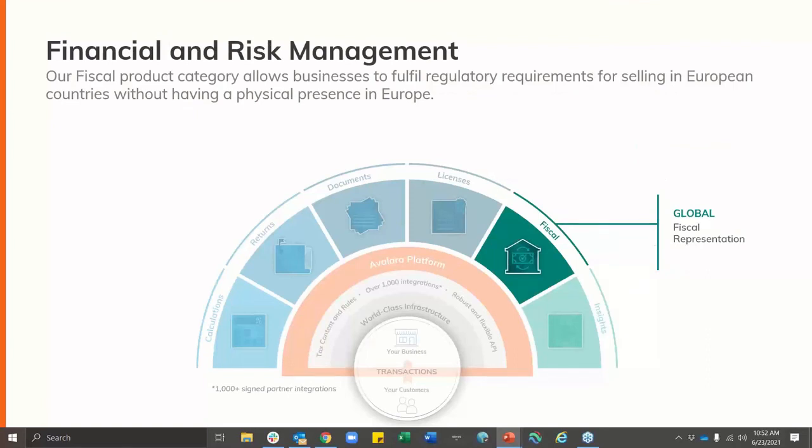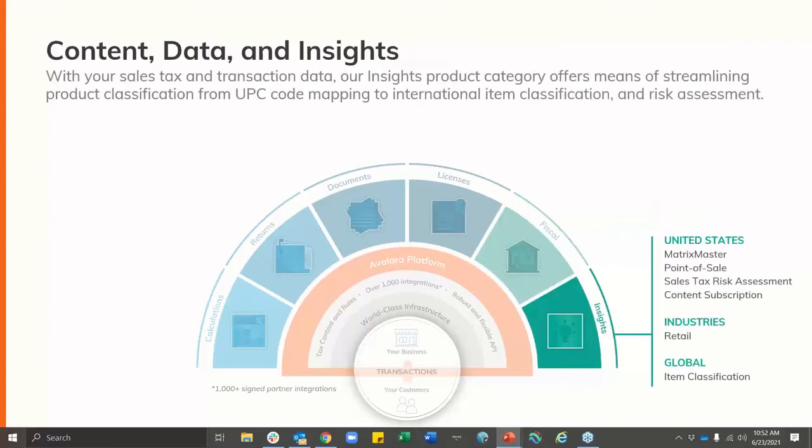We can also do fiscal representation for clients selling in the EU that don't have a physical presence in Europe. And for this category of content, data, and insights, we have an ability to streamline your product classification from UPC code mapping to international item classification for cross-border transactions.